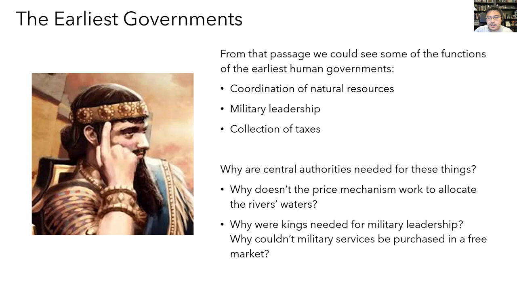And why was a king necessary for military leadership? Why couldn't these early societies simply have purchased military services from a free market? To begin to understand the role of government in society, we need to start by thinking about how some goods are different from others. And we're going to focus on two key differentiating characteristics, rivalry and excludability.